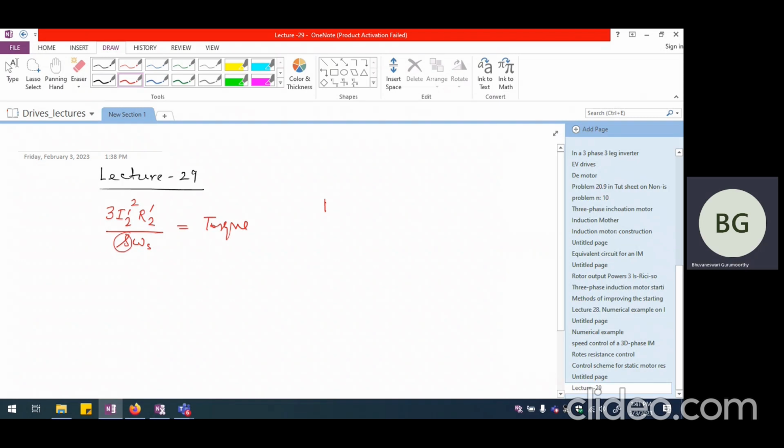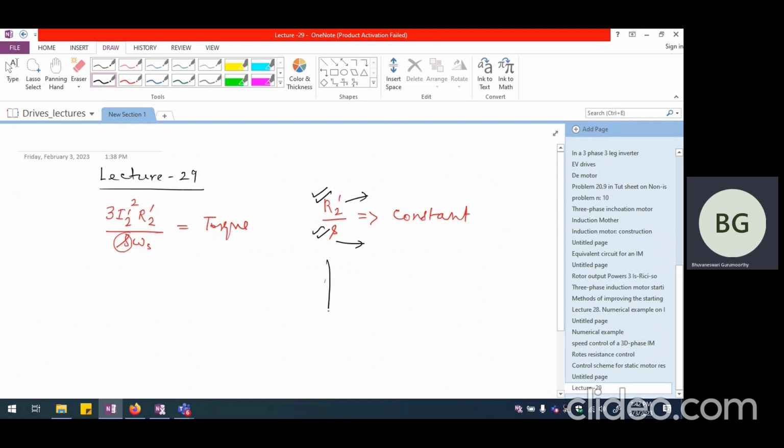That is, if we keep R2'/S as a constant, which is actually maintaining the torque as a constant, then for every change in R2', correspondingly slip will change, and because of which we would be able to obtain different values of speeds for a given value of torque by adjusting the rotor resistance. This is what we said.